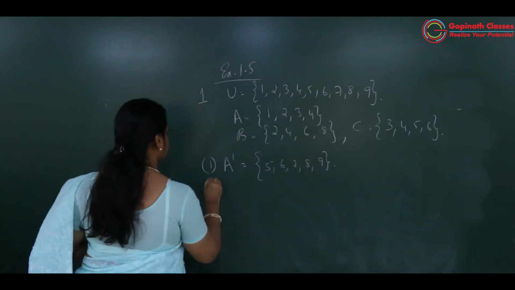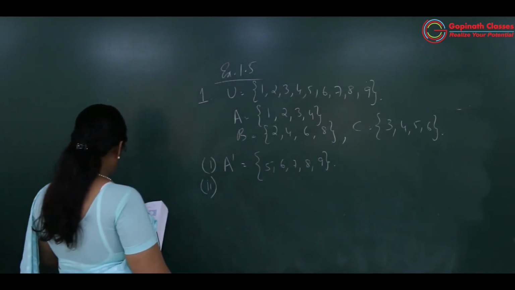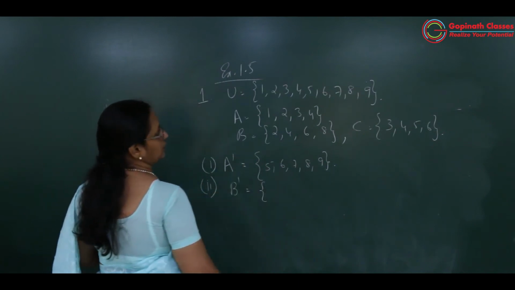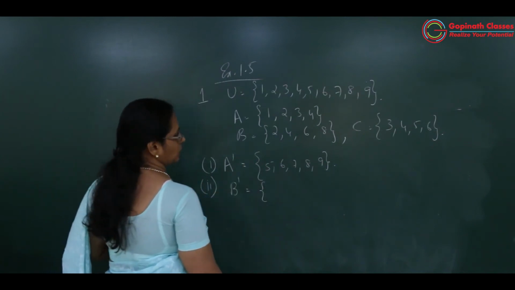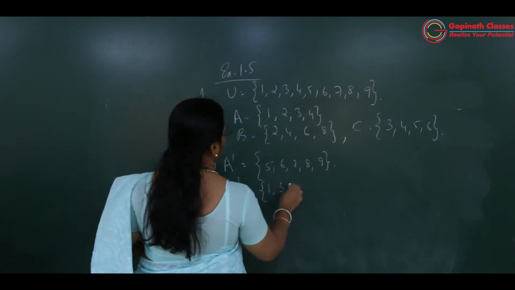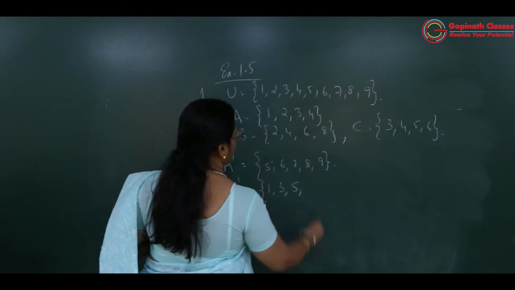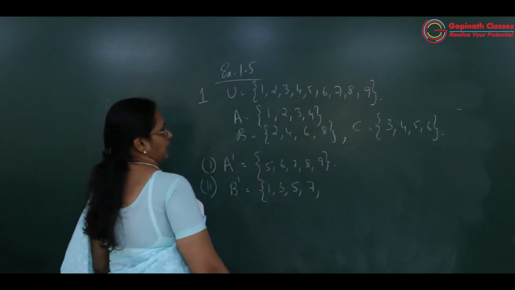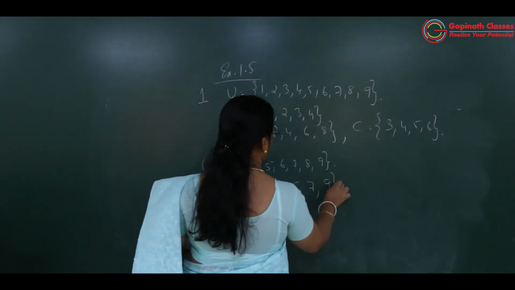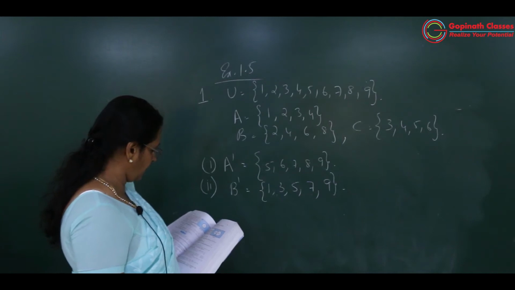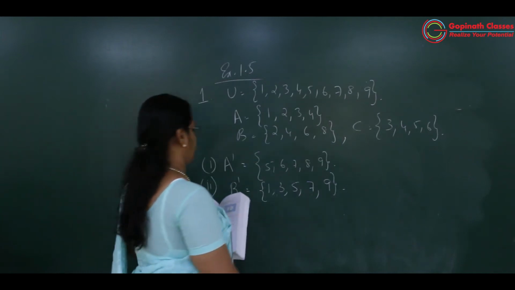Second question is B complement. What is B complement? Which is there in U but not in B. So 2, 4, 6, 8 chhod ke 1, 3, 5, 7 and 9. This is B complement. Then they are asking the third question, A union C whole complement.